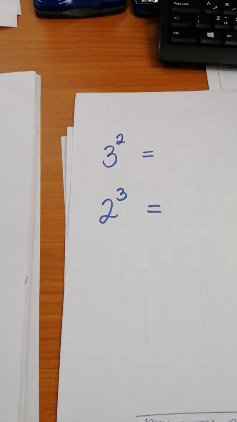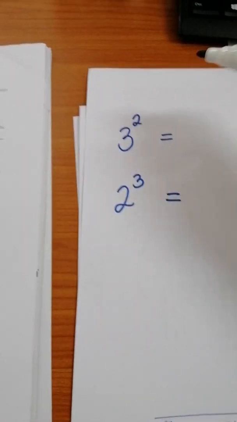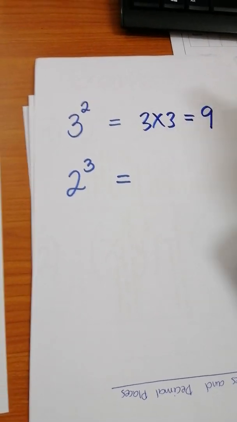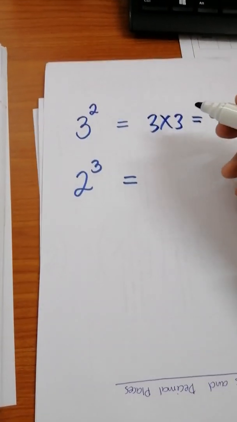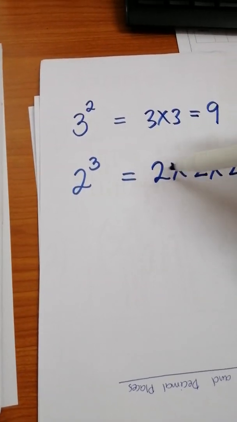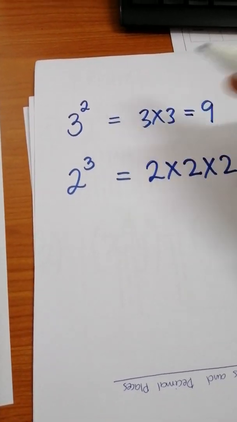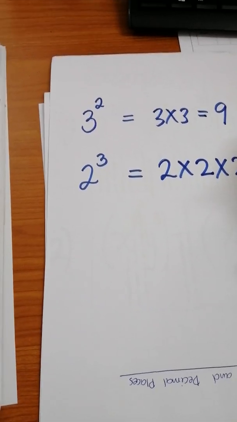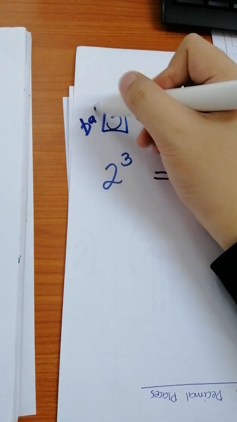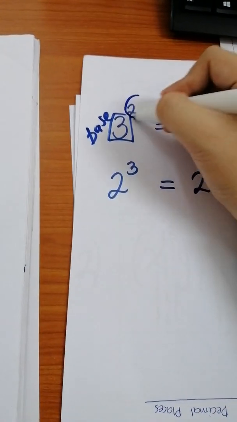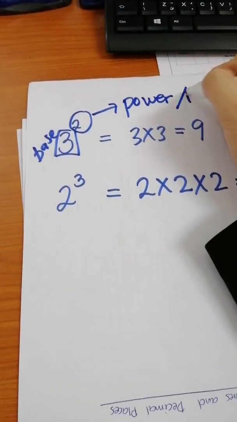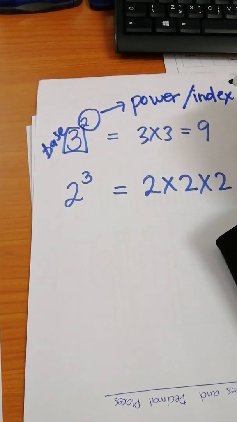Now, if you have 3 to the power of 2, it means this is 3 into 3, which is 9. 2 to the power of 3 means 2 into 2 into 2, meaning the number 2 three times, which is 8. Now, this 3 is what you call your base. This 2 is what you call your power or index.